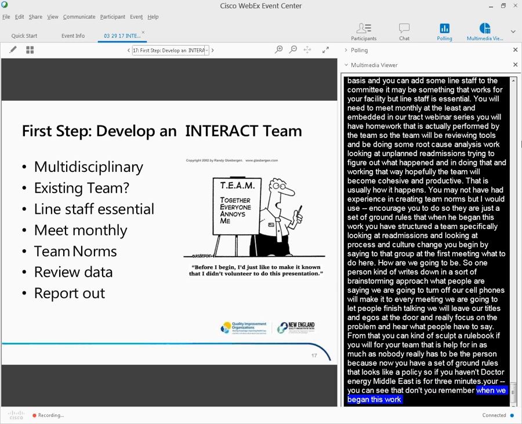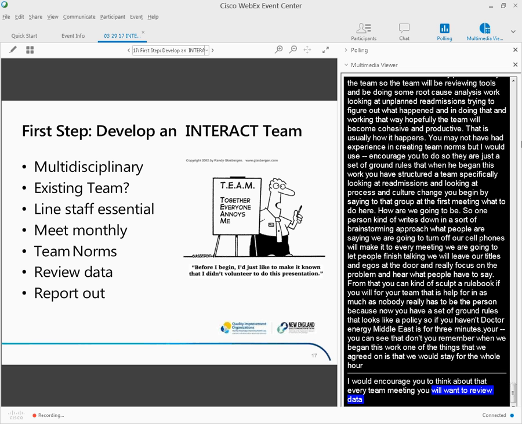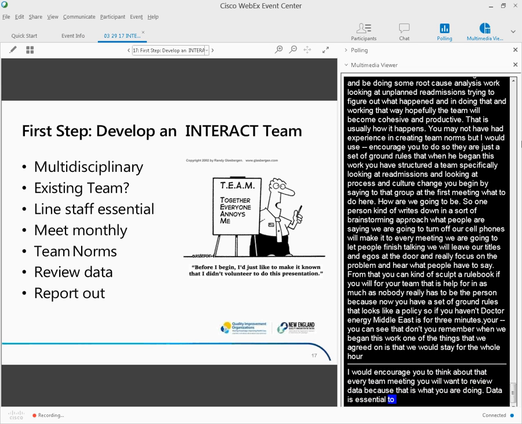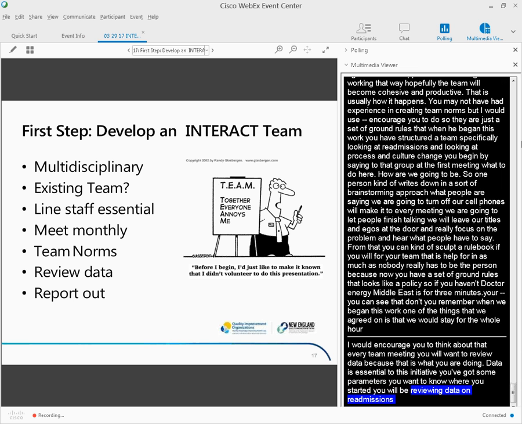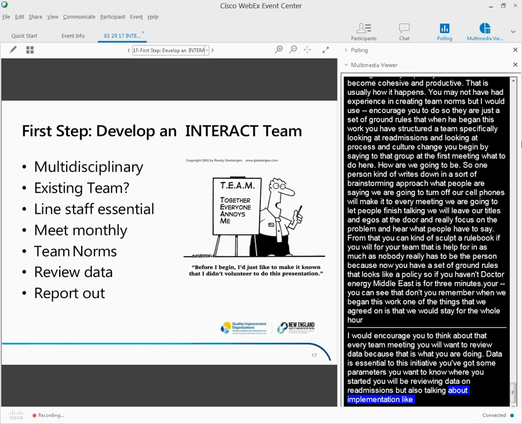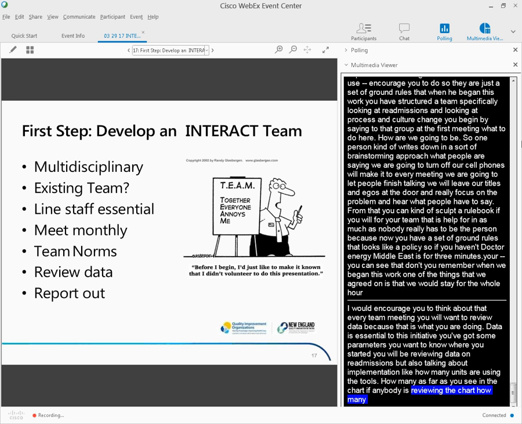At every team meeting, you're going to want to review data, because that's what you're doing. Data is essential to this initiative. You've got some parameters. You want to know where you started. You're going to be reviewing data on readmissions, but also talk about implementation. How many units, the tools, how many S-bars did you see in the chart, if anyone's reviewing the chart? How many stop and watches came in on the pilot unit? Just constantly taking the temperature. How deep is the implementation? How robust is it? How quickly is it moving along? So you're going to want to do that at every team meeting.